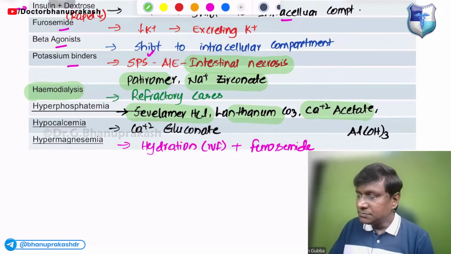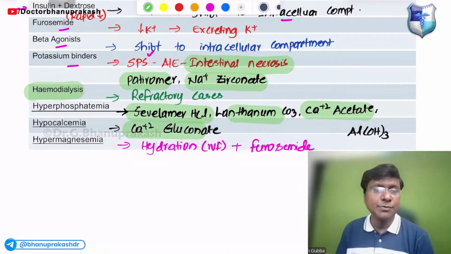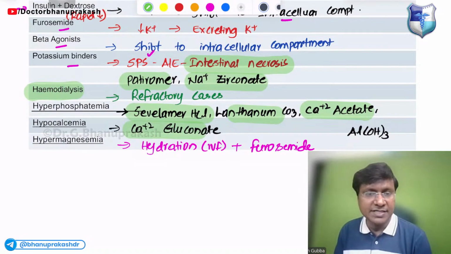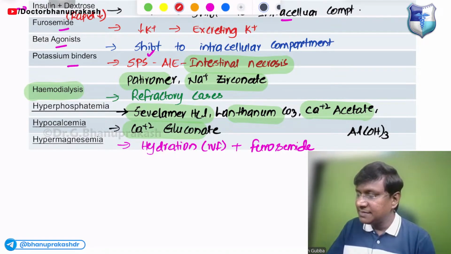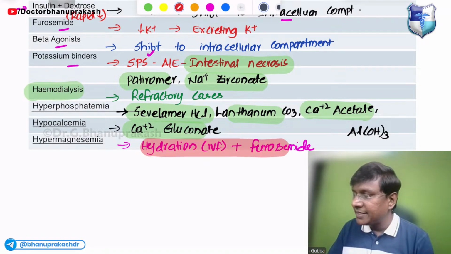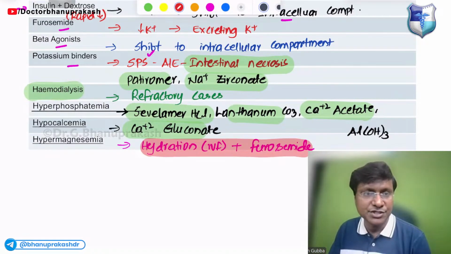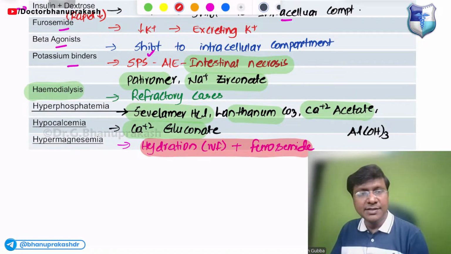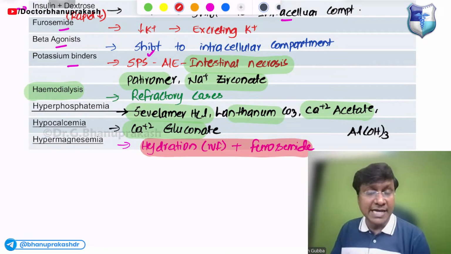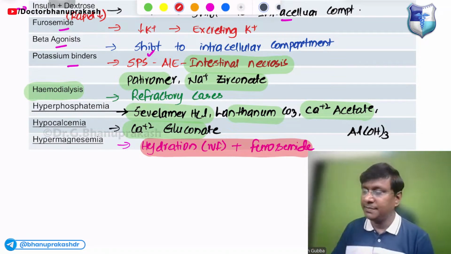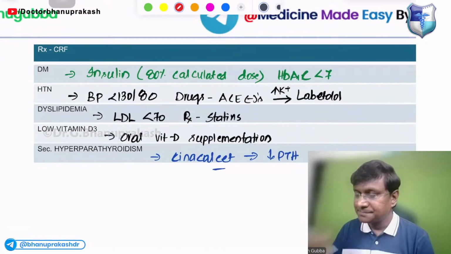Then next important, calcium gluconate has to be given for hypocalcemia. And how do you treat hypermagnesemia? Hypermagnesemia is treated with hydration, or you need to give furosemide that will cause the excretion of the magnesium. So this is how you will be treating the electrolyte abnormalities that you come across either in chronic kidney disease or in patients with acute kidney injury.